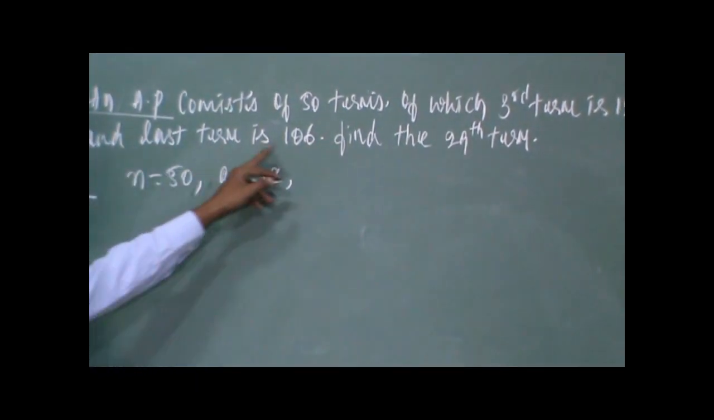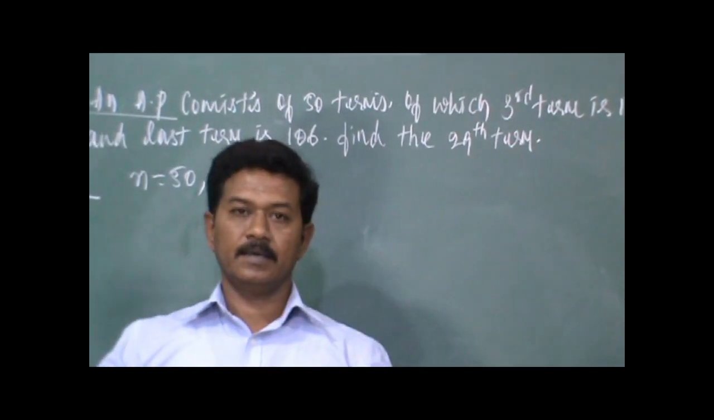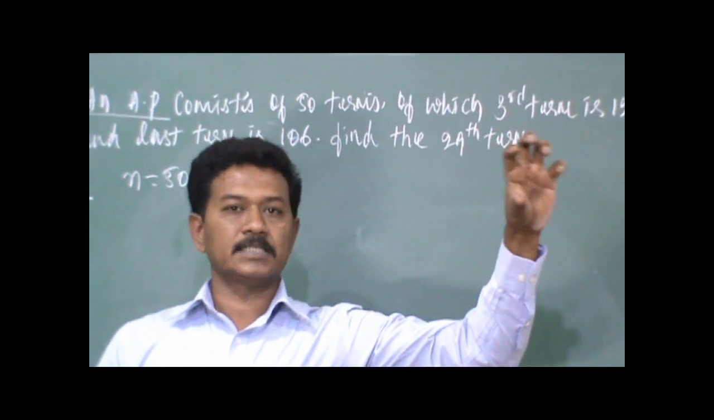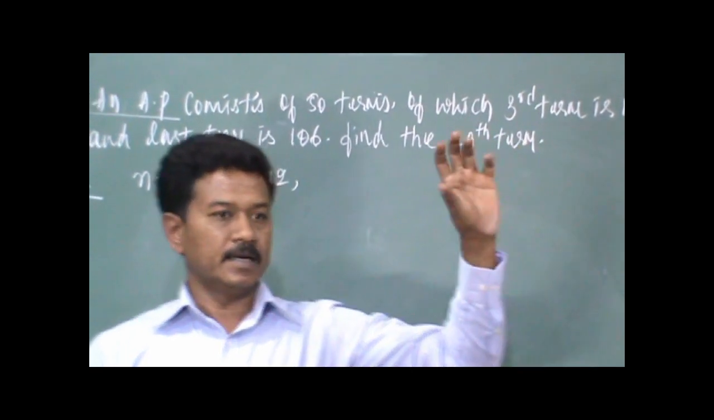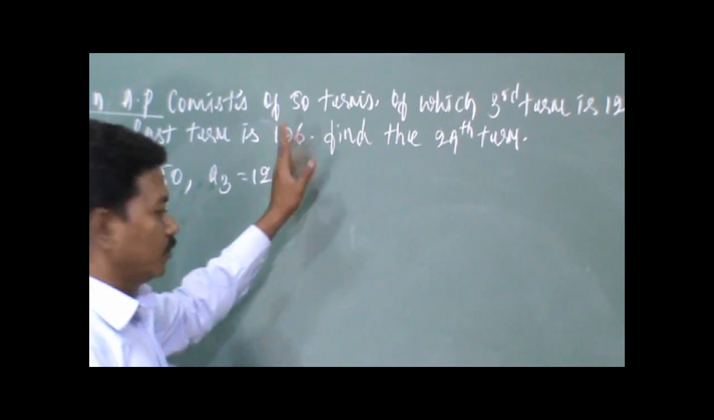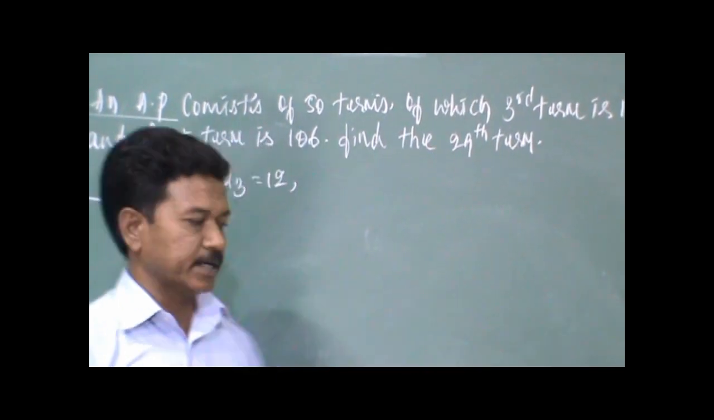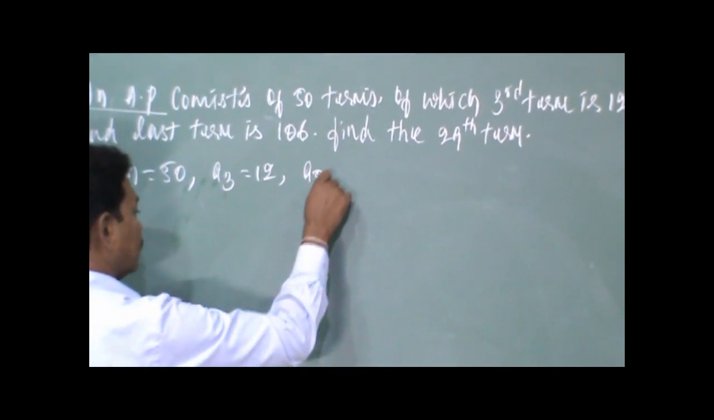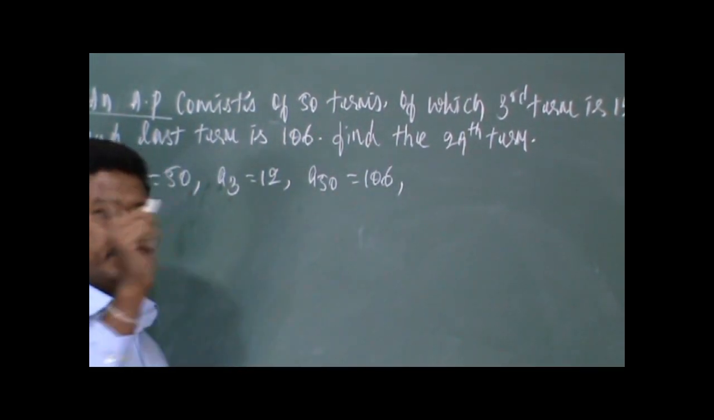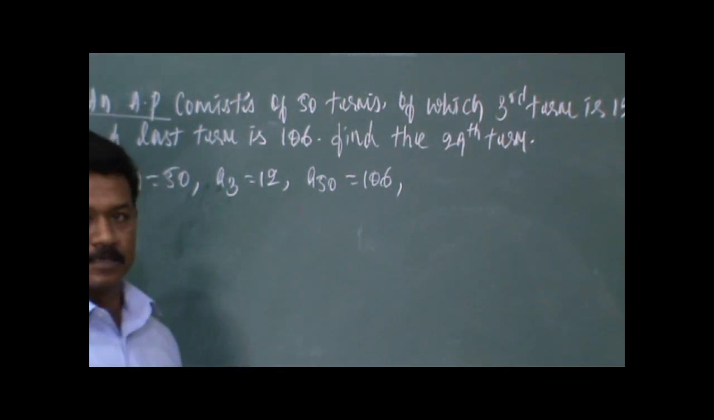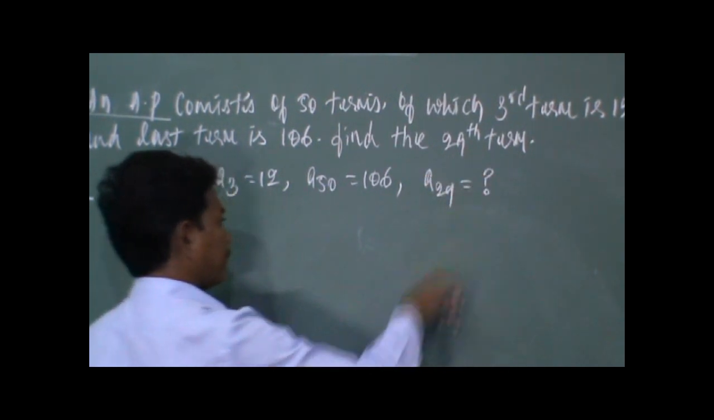And last term is 106. See, this is the trick here. How many terms are there in the AP? In the entire AP there are 50 terms and last term is the 50th term. Last term is 50th term. And he has told you here, the last term is 106. The value of the 50th term is 106. So therefore we can write A50 is equal to 106. Find the 29th term. So in the same AP, in between somewhere you get the 29th term, you have to find that 29th term. So in the sense, A29 is equal to how much?